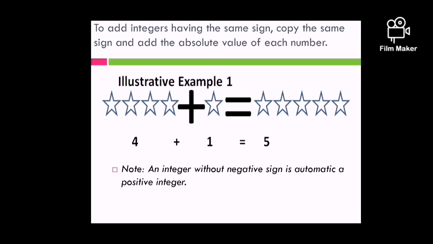Next example, note, an integer without a negative sign is automatically a positive integer. So kung wala siyang sign, wala kang makikita, automatic na yun ay positive.